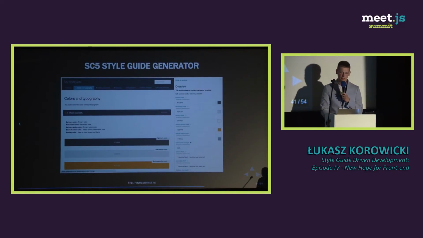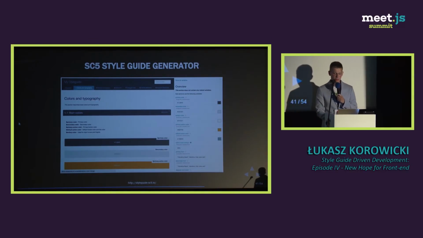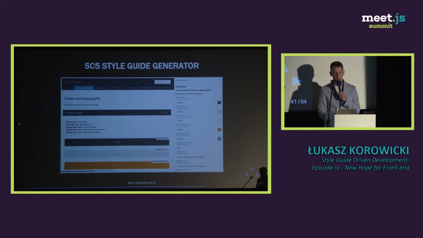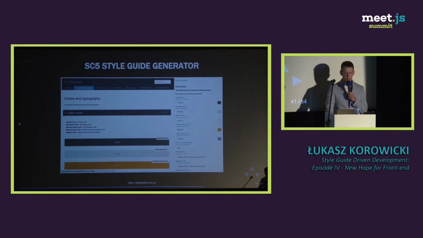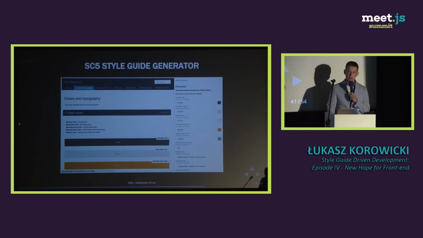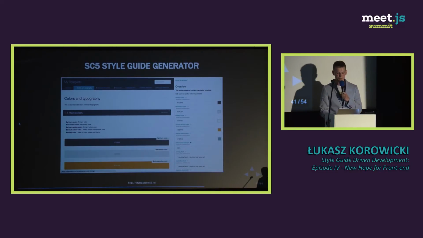And we have SC5 Style Guide Generator, which is built over AngularJS, and it allows us to change some variables from a side panel and see these changes updated in our style guide. And if we connect this style guide and watch our changes in our project, in our website or application, we can see that changes applied here in this side panel are updated in our application.